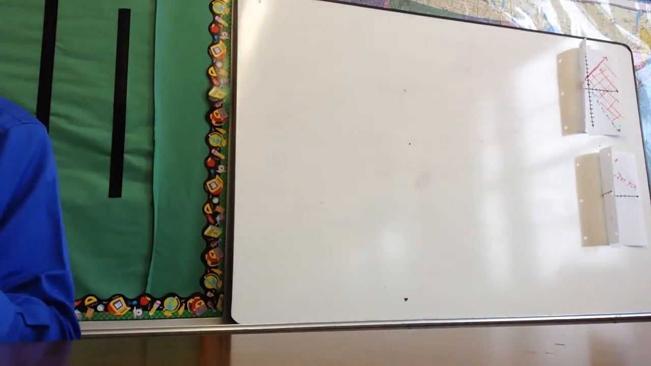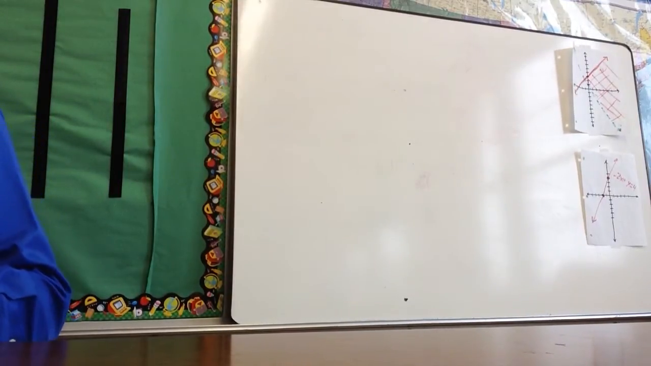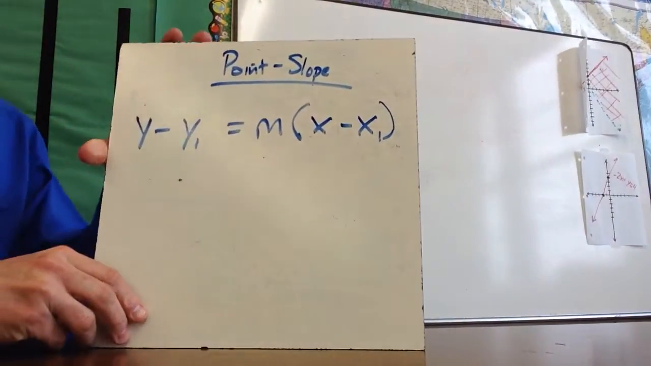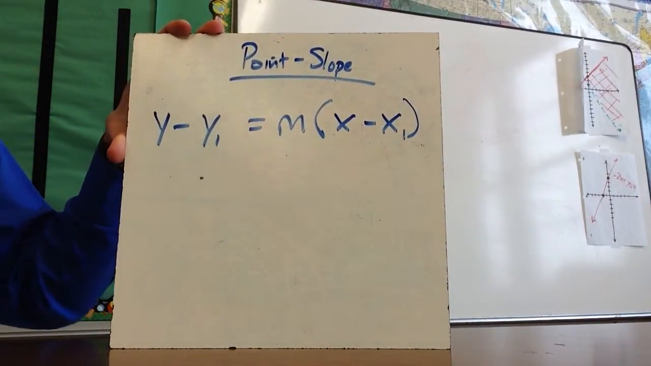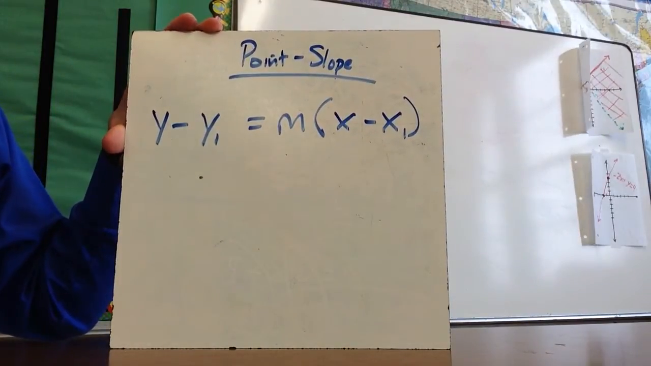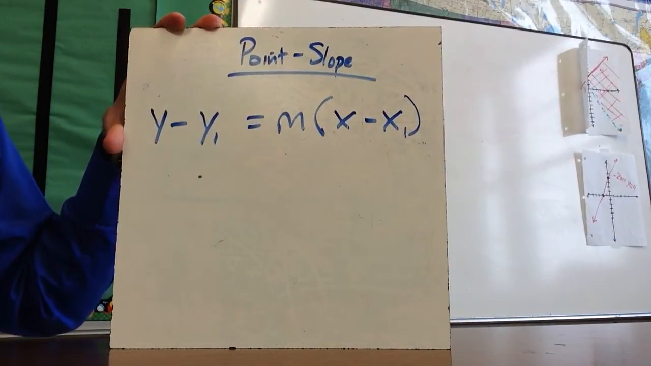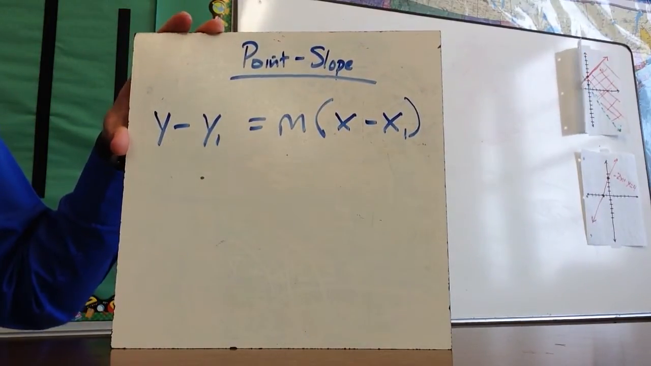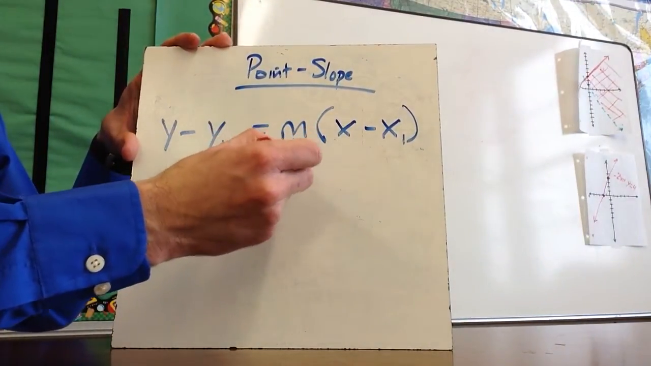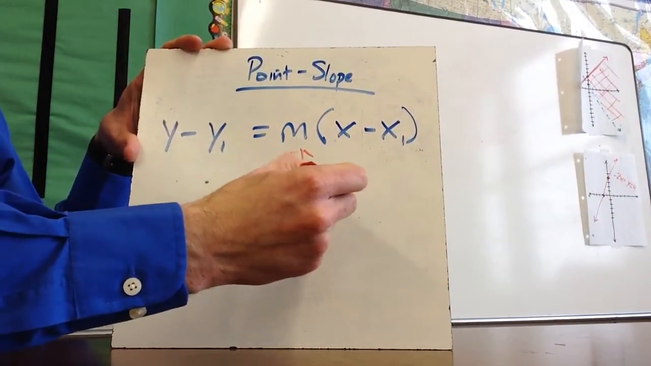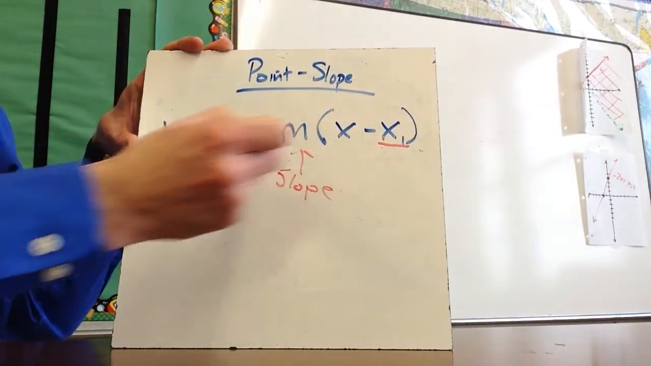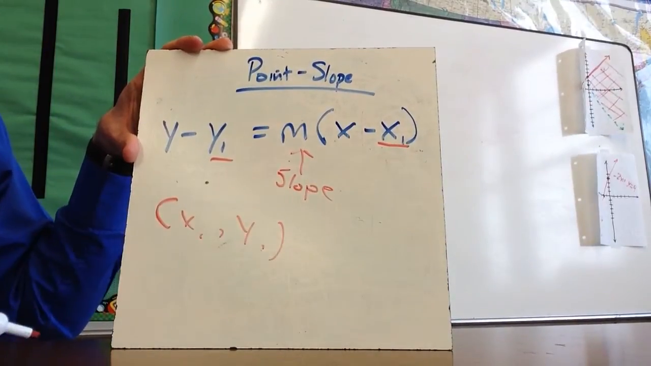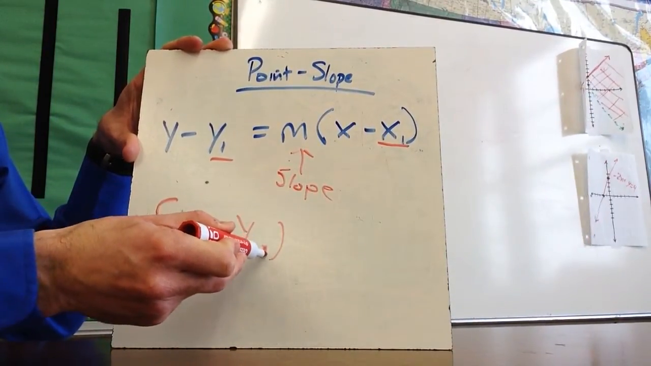Now I want to introduce to you this new form, which is called point-slope. The idea is that, like slope-intercept, where you could look at an equation and see both the slope and the y-intercept, in this form, you can actually see a point on the line as well as the slope. Your slope is obviously m. That's my slope. And the point that you're going to see is x1, y1. So x1, comma, y1 is the point on the line.